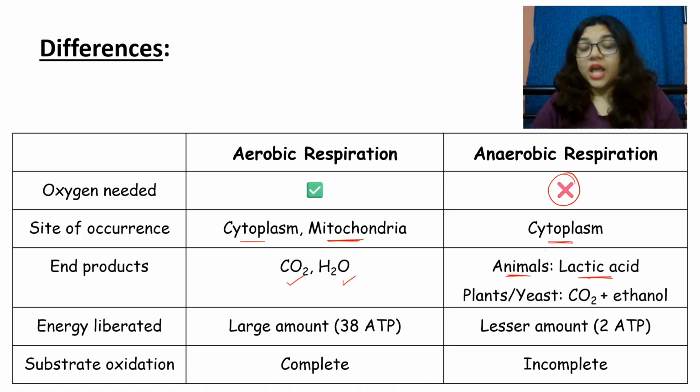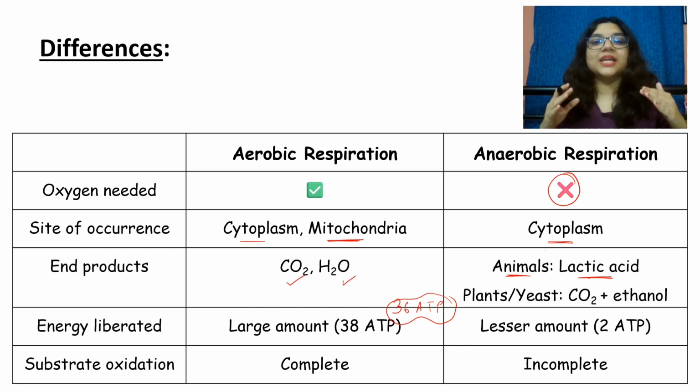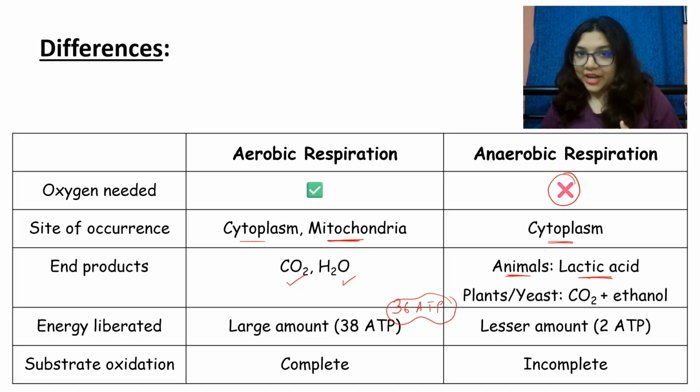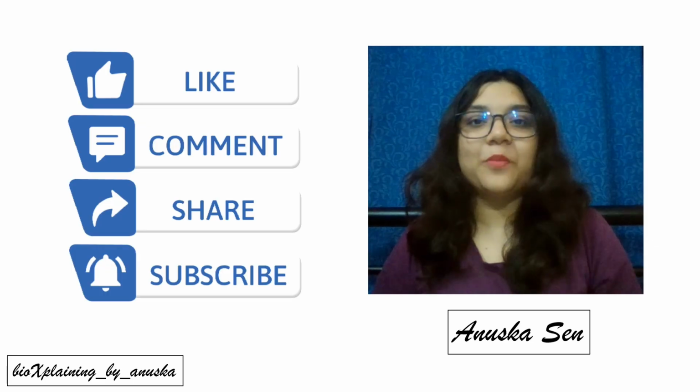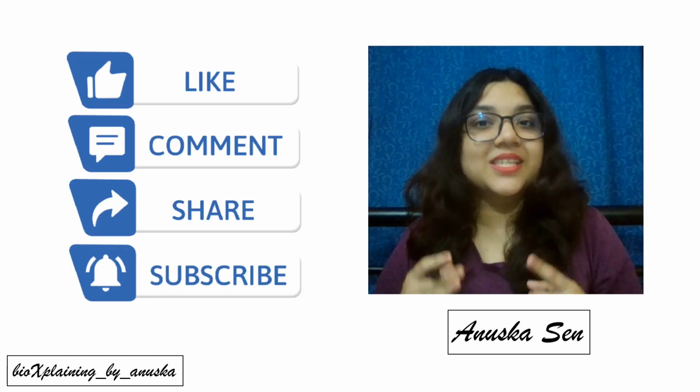In case of energy, a large amount of energy is produced in aerobic respiration, that is, a net 36 ATP gain. While in anaerobic, a lesser amount, that is, 2 ATP, is produced. The substrate oxidation in aerobic is complete, that is, a complete oxidation of glucose. Hence, a larger amount of ATP, a larger amount of energy, is liberated. While in anaerobic, there is incomplete oxidation of glucose, and as a result there is a lesser amount of ATP or energy liberated. I hope the brief idea about respiration and the different types is clear to all of you.